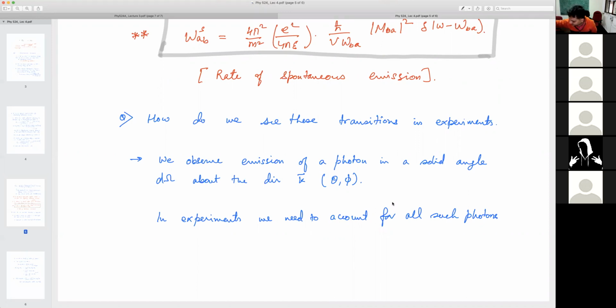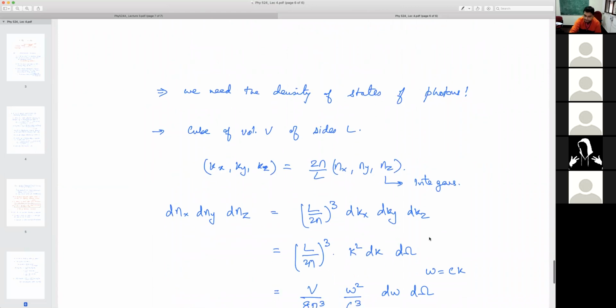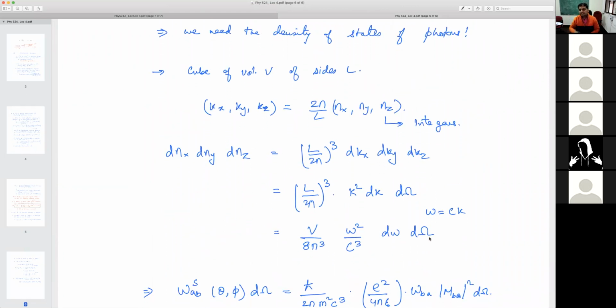So I need to worry about the dimensions of that, or some solid angle. In the experiment, I will count all the photons coming within this angle, so I need to account for all such photons. So I'll need to start worrying about the density of states of photons. Just like we count the density of states of electrons in solids, I can make the same assumption: let's say my experimental setup is in a volume V of size L.